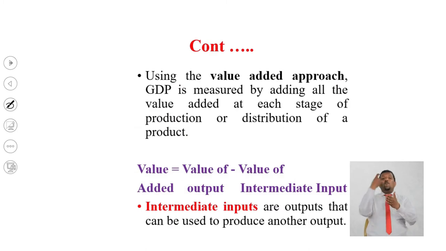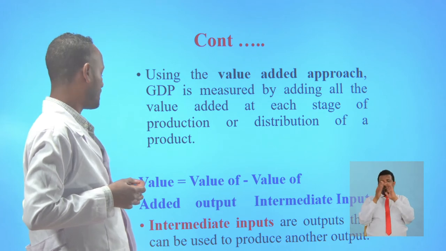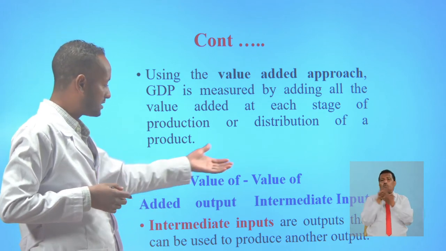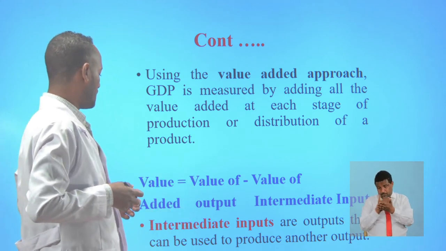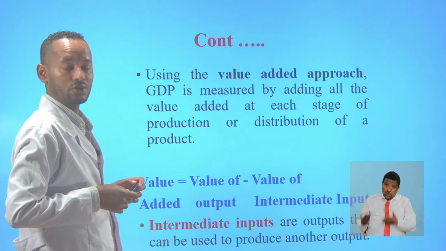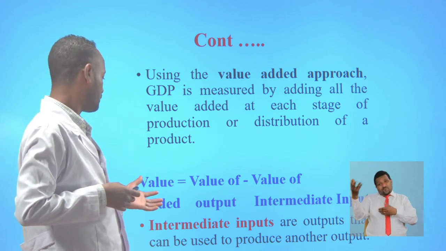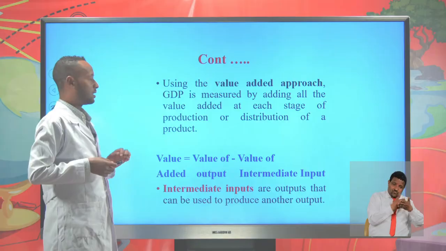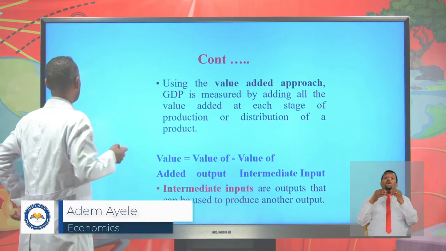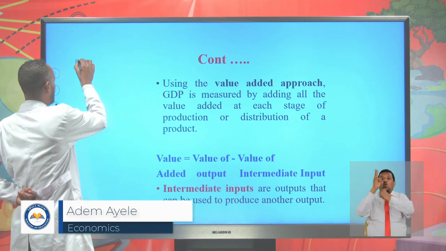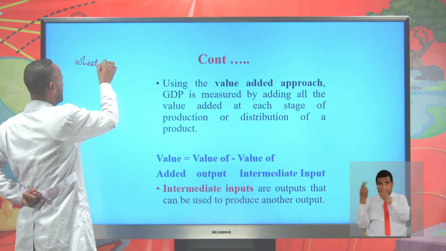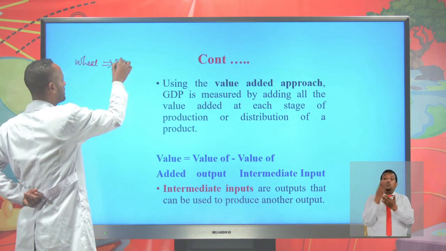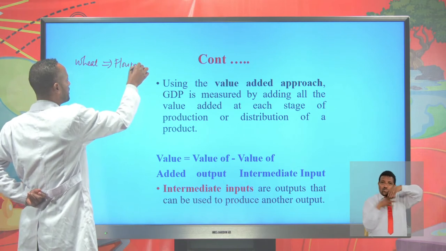Using the value added approach, GDP is measured by adding all the values added at each stage of production or distribution of a product, and the value added is calculated by deducting the value of the intermediate input from the value of the output. And as I told you earlier, intermediate inputs are those inputs which are outputs by themselves but which can be used to produce another output. Now, for example, wheat is an output produced using the inputs land, fertilizer, and the likes. But when we use it for the production of flour, this wheat becomes an intermediate input.